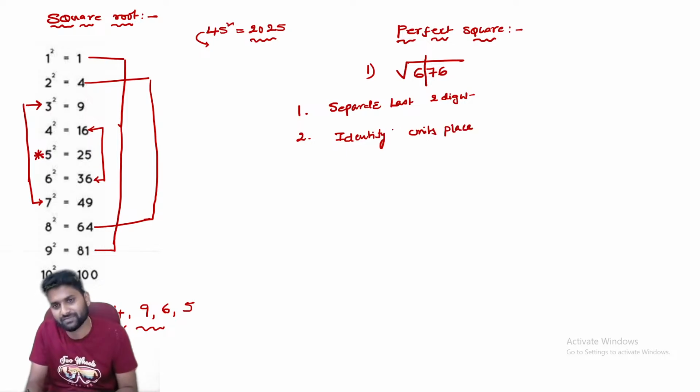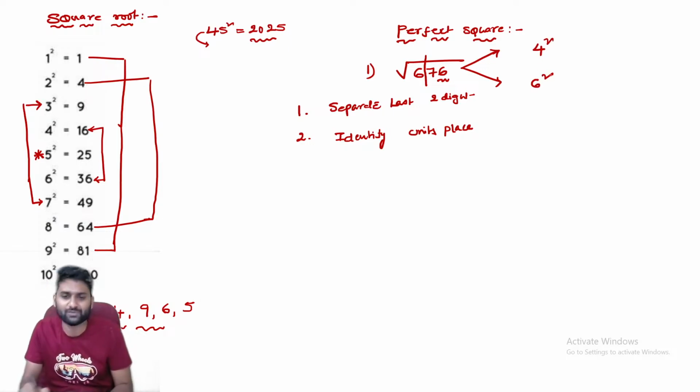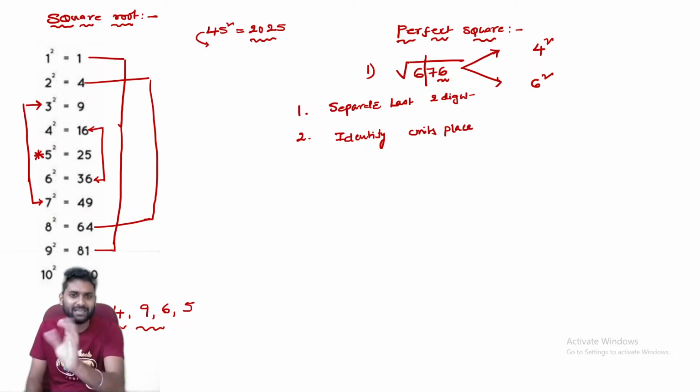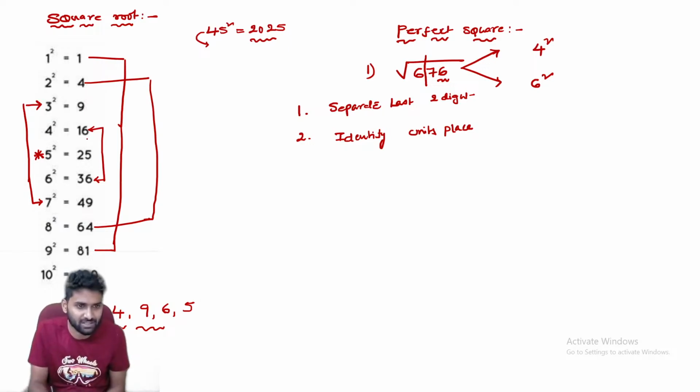Identify the units place value. Here the units place value is 6. A 6 in the units place occurs in any perfect square only from 4 square and 6 square. If the units place is 4 square or 6 square, the resultant units place must definitely be 6 only. You can see here: 4 square is 16, 6 square is 36.